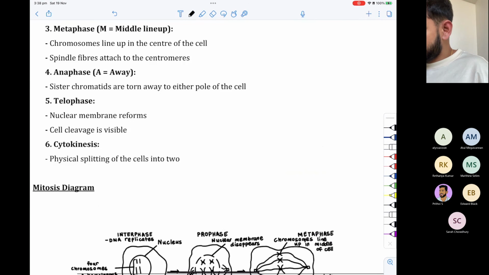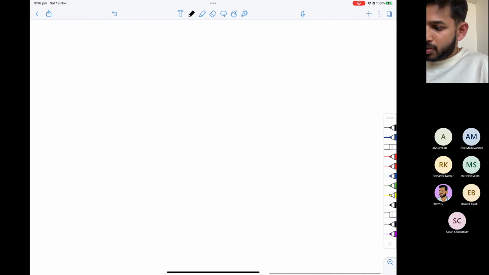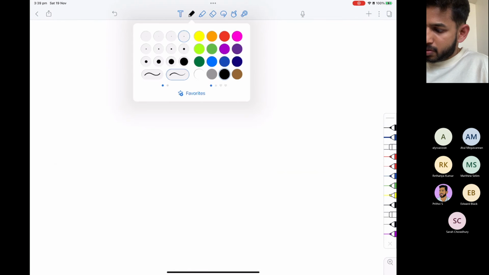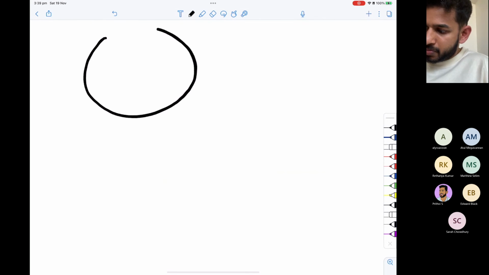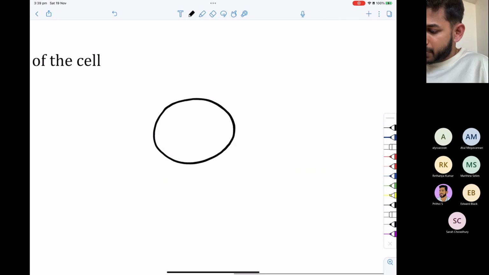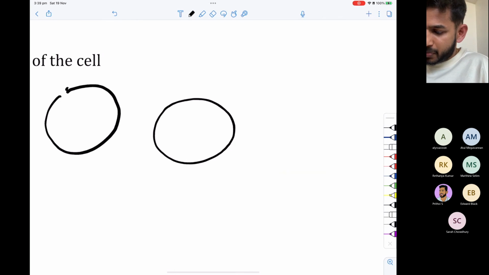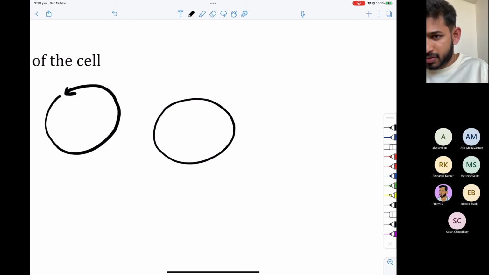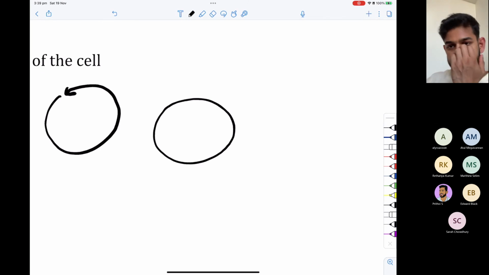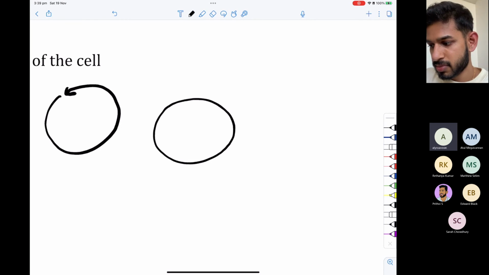Time's up. Let's go through it. This is a cell. This is a cell cycle. Also, we'll start with you. What are the different parts or phases of mitosis? Interphase, prophase, metaphase, anaphase, and telophase, and then cytokinesis. Good. Which one's the longest phase, Alyssa?